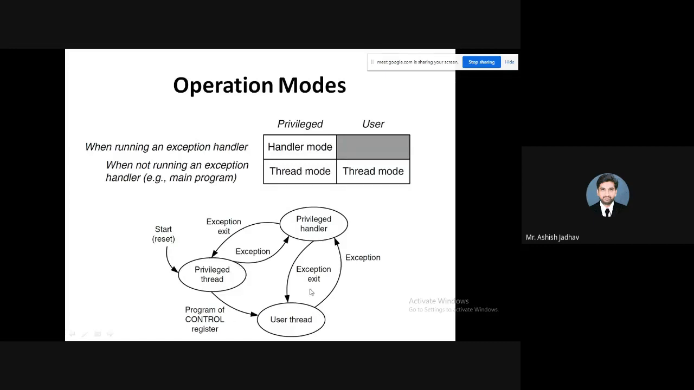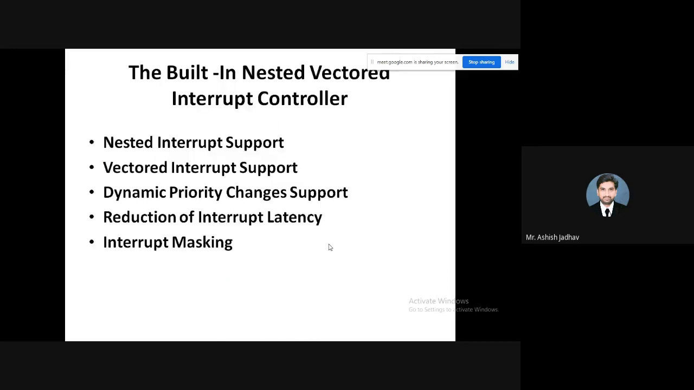So this is the state diagram, or you can say these are the active states of Cortex-M3. Whenever you observe Cortex-M3, your Cortex-M3 would be in any one of those three states. Which three states are they? Privileged thread, user thread and privileged handler. Your Cortex-M3 will always be in any one of those three states, right?